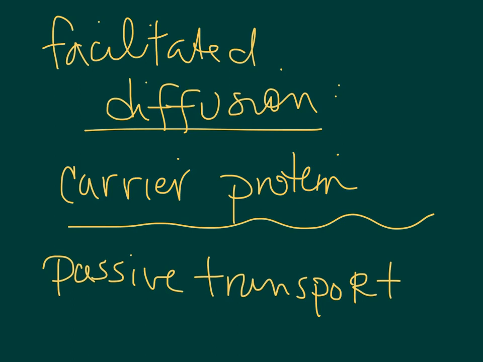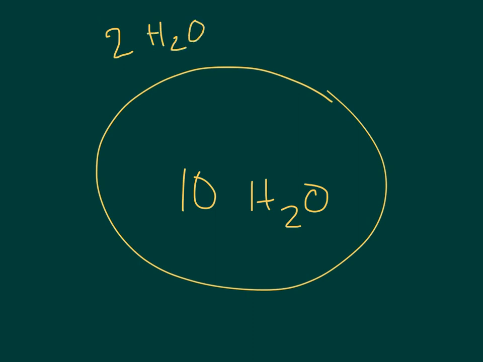So what's that carrier protein called? Here's my cell. I have a cell, it has an inside and an outside. If I have 10 water molecules inside and 2 water molecules outside, if water is going to cross the membrane, which way is water going to move through the membrane? Outside, until what? Until there are equal amounts of water on the inside and outside.